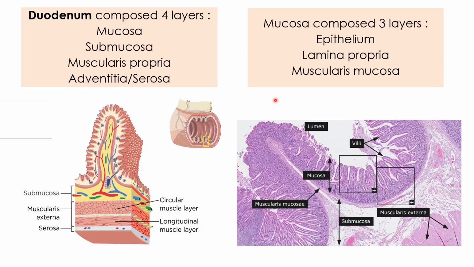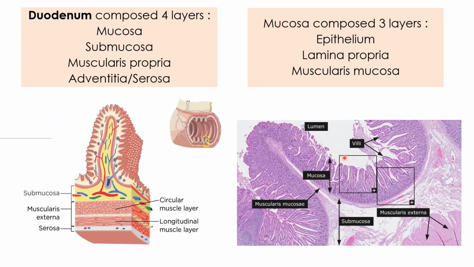Here you can see this darker part. This darker part is the mucosa of the duodenum. This paler part here is the submucosa, and this part is the muscularis propria, the third layer, the muscularis propria, or in this diagram they refer to it as muscularis externa. And you can't see the adventitia or serosa in this picture.